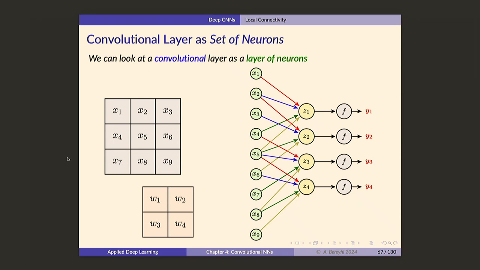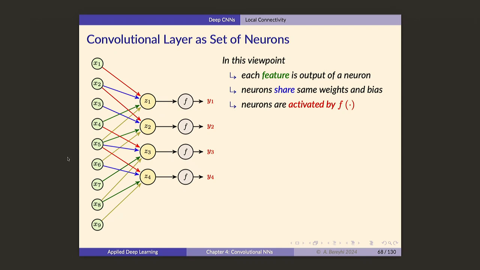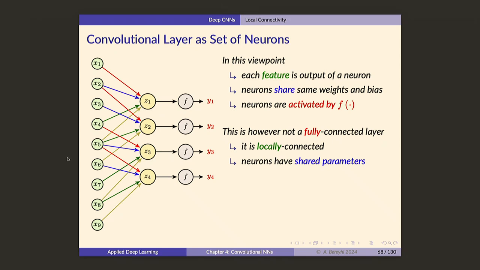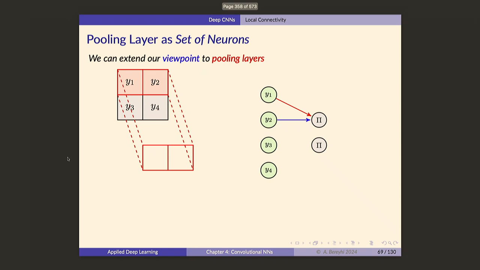So some of those links are sharing weights. Clear? What you can say is that this is basically a feed-forward layer. The main difference is that they are, first of all, sharing the weights, and they are also not fully connected. This is what we call a locally connected feed-forward layer. So CNNs are locally connected feed-forward neural networks with shared parameters. Correct? OK, so that's the idea.